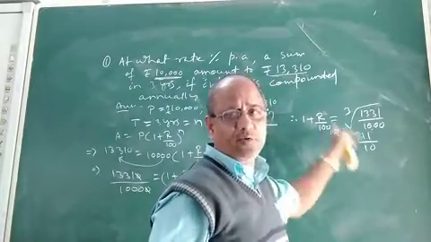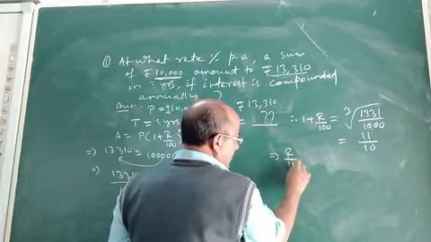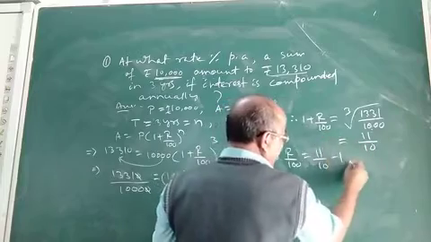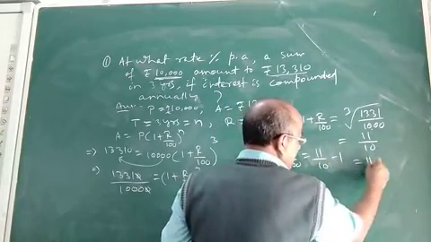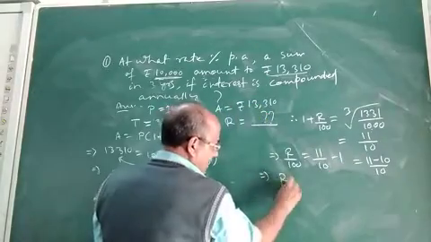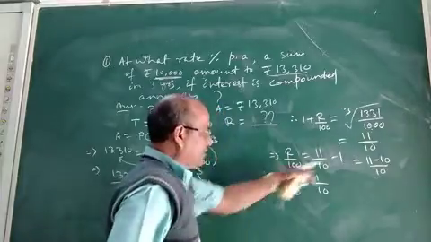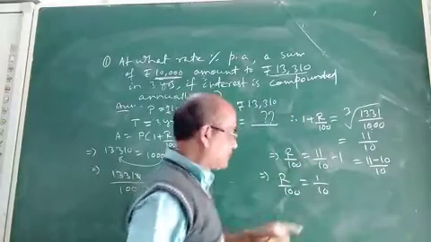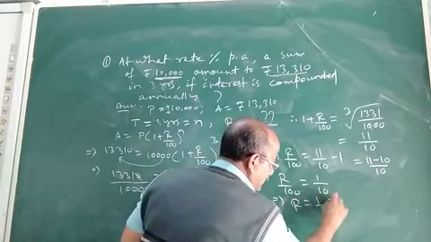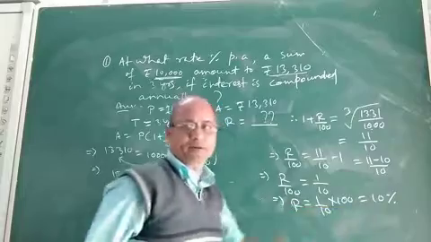Now you can easily compute what will be the rate of interest. You see. So R by 100 equal to 11 by 10 minus 1. Take 1 to the right hand side. Now you take the LCM. It will be 11 minus 10 by 10. So R by 100 is how much? R by 100 is 1 by 10. Look at, 11 minus 10 is 1. So R by 100 is 1 by 10. So definitely R will be equal to 1 by 10 into 100. That is 10%. You see, on simplification.